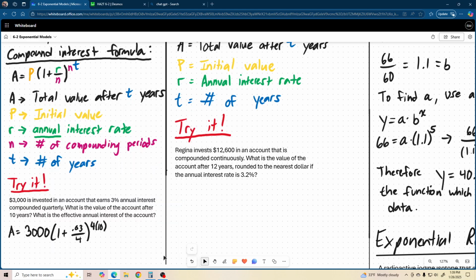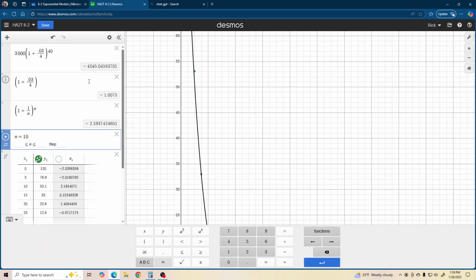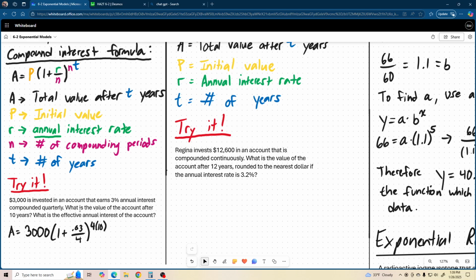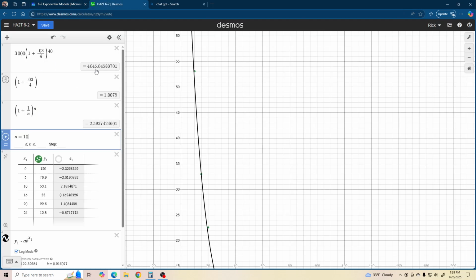Okay, nice. So what we can do now is just plug this into the calculator. If we go to Desmos here, I pulled this up. This is the equation up here, 3,000 times the quantity 1 plus 0.03 over 4, to the power of 4 times 10, which I just entered as 40, because that's what 4 times 10 is. And I got 4,045 and 5 cents essentially.